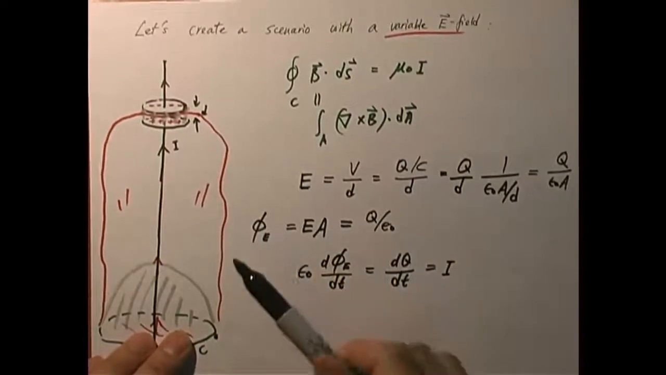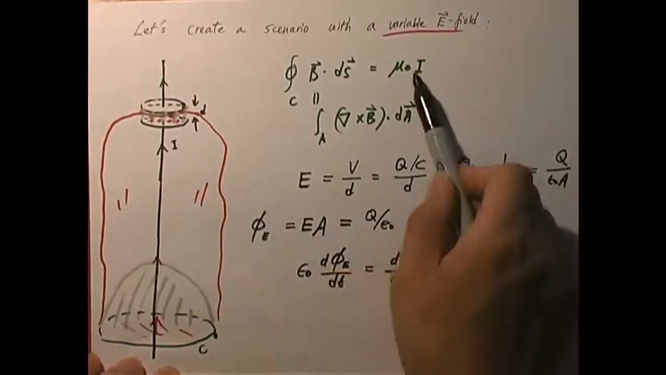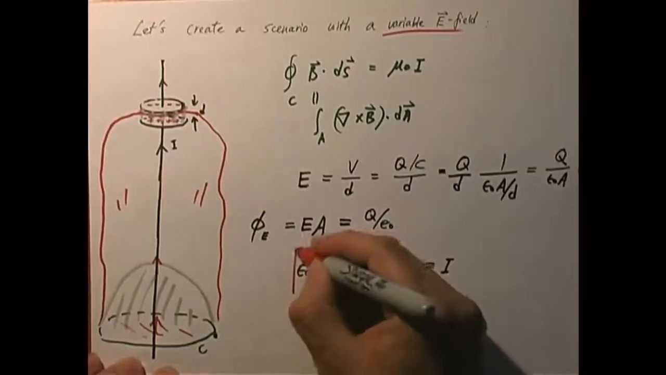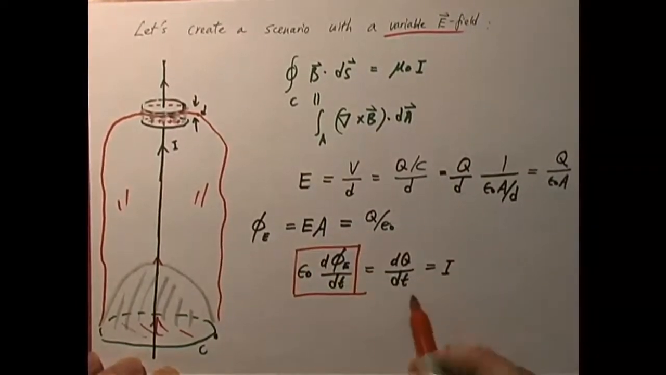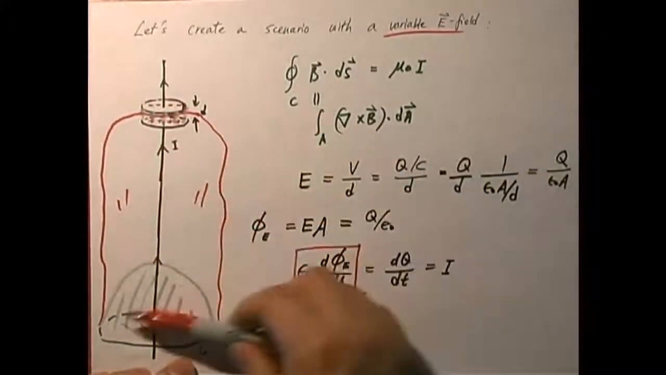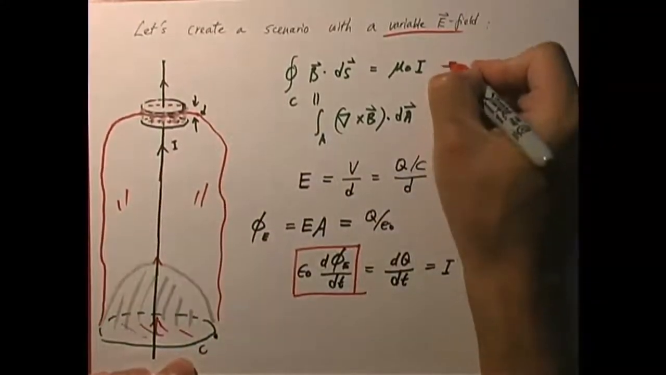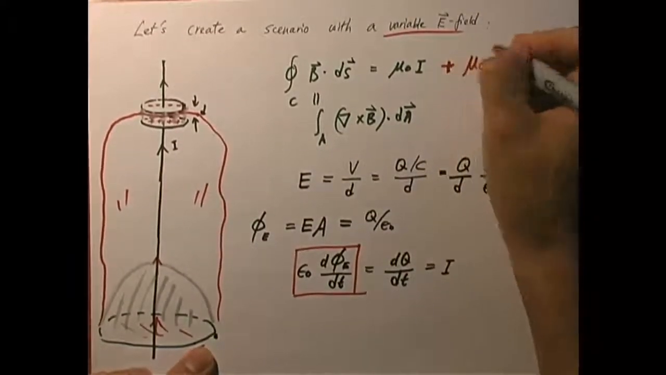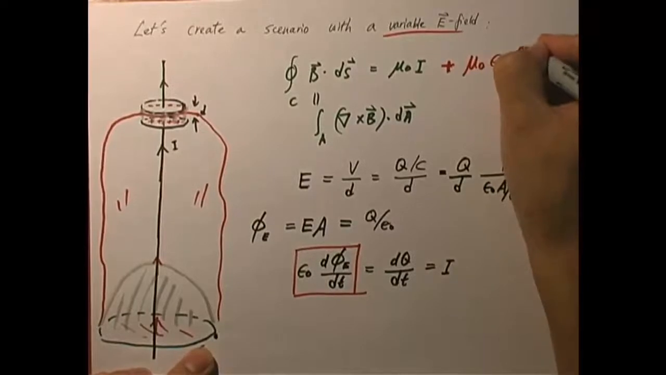So you see, over here I have a real current, which takes care of the right hand side. Over there, I don't have a real current, but instead I have something that's equal to the real current, which is epsilon naught d phi E dt. This quantity is equal to the current. So to make this formula valid, regardless of whether you choose this surface or that surface, let me add another term. Instead of mu naught I, I'm going to add mu naught epsilon naught d phi E dt.